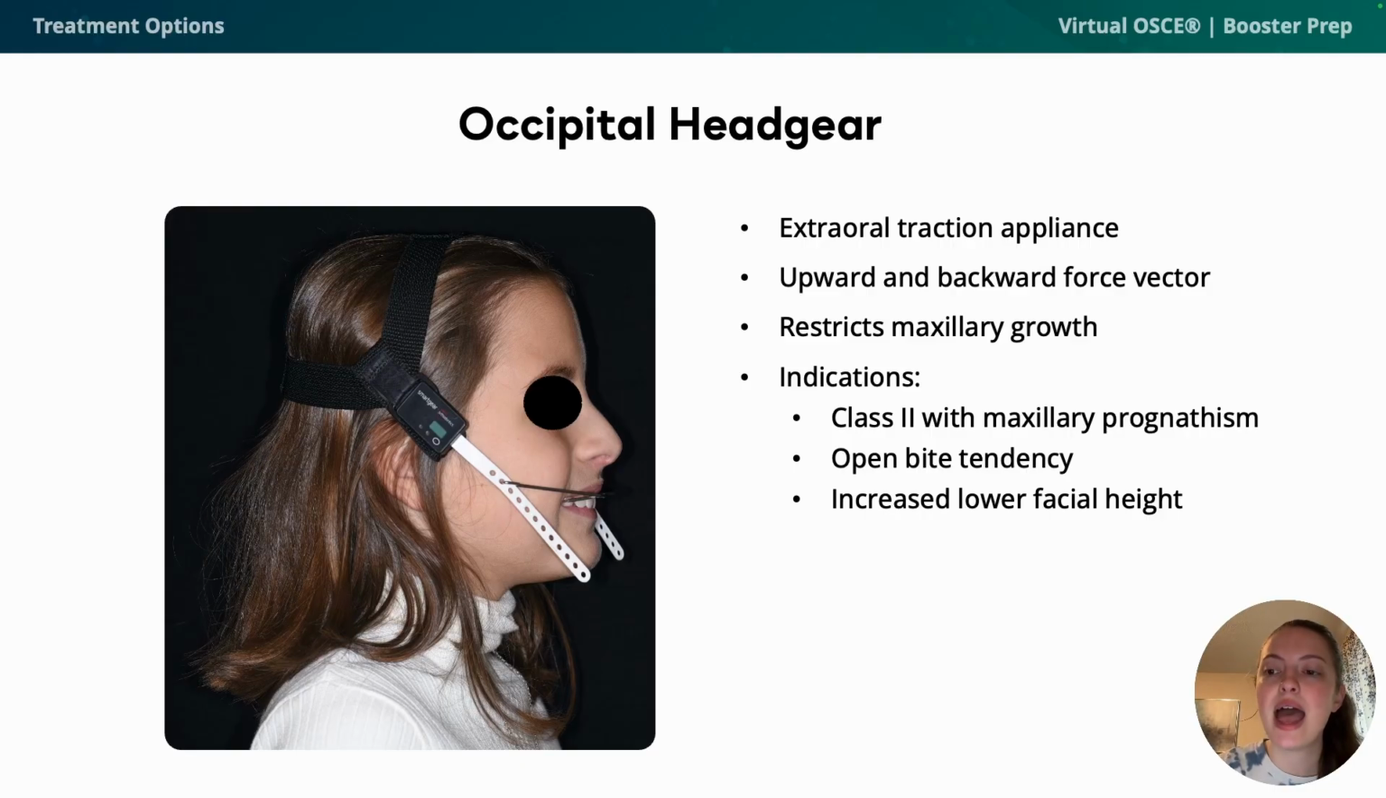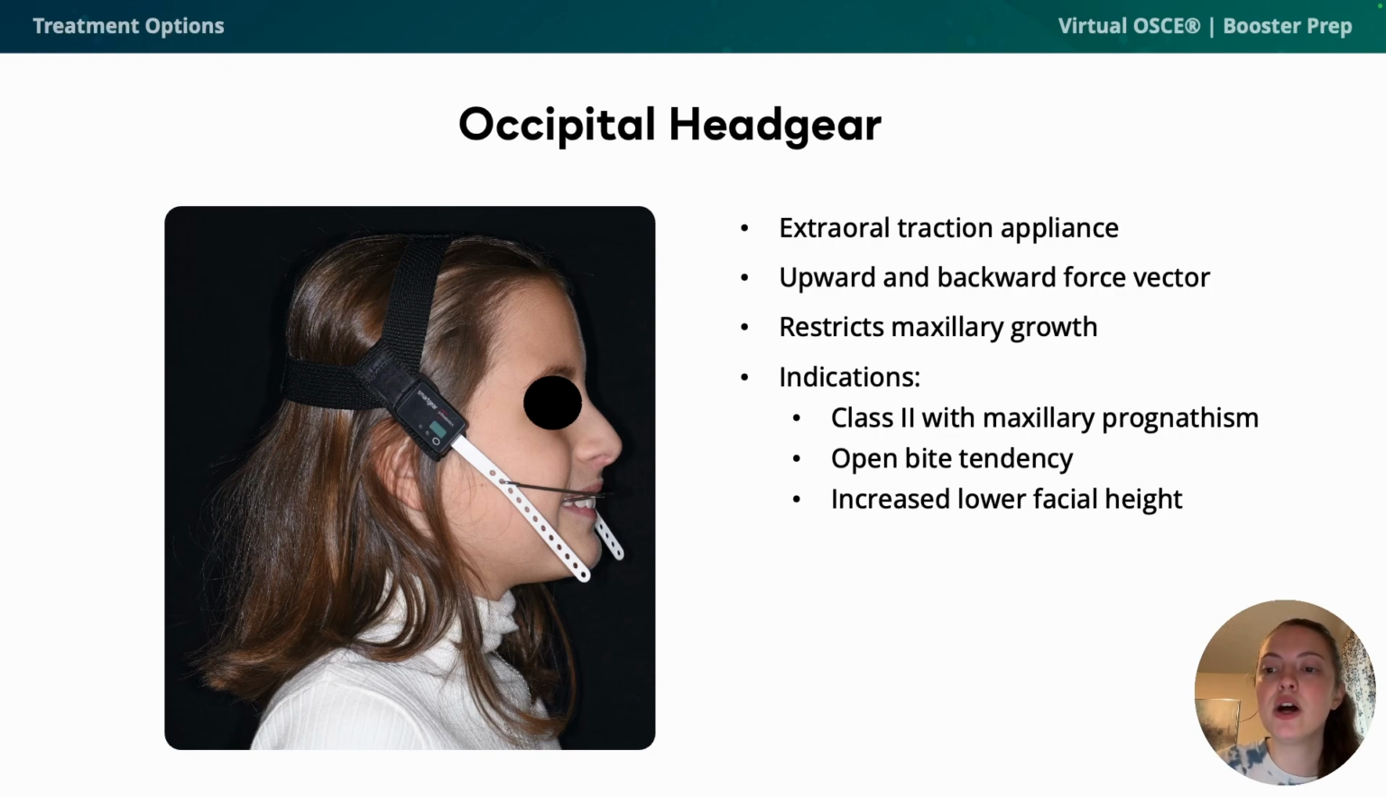So to recap, headgear will always be used in class 2 patients with maxillary prognathism. Cervical headgear is pulling down and is used in deep bite patients with a low facial height, while occipital headgear, we see here, pulls up and is used in open bite patients with an increased lower facial height. It's really important for these initial management questions to remember that distinction.